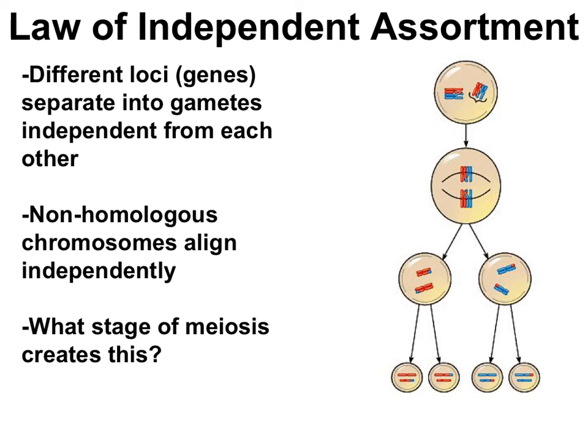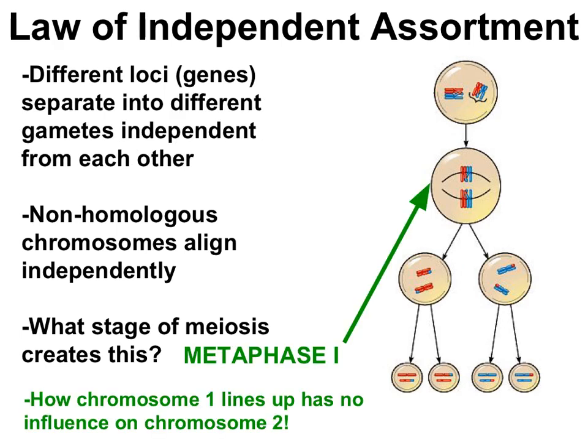Let's make some connections. Let's connect the law of independent assortment to what happens in meiosis. Remember, the law of independent assortment says that different loci separate into gametes independent from one another. Another way to think about this is that non-homologous chromosomes align independently. Now, hopefully this sounds familiar. When does this happen in meiosis? During metaphase 1. Just because this red chromosome lined up on the left doesn't mean that all of the reds have to line up on the left. This one did, but it definitely didn't have to.